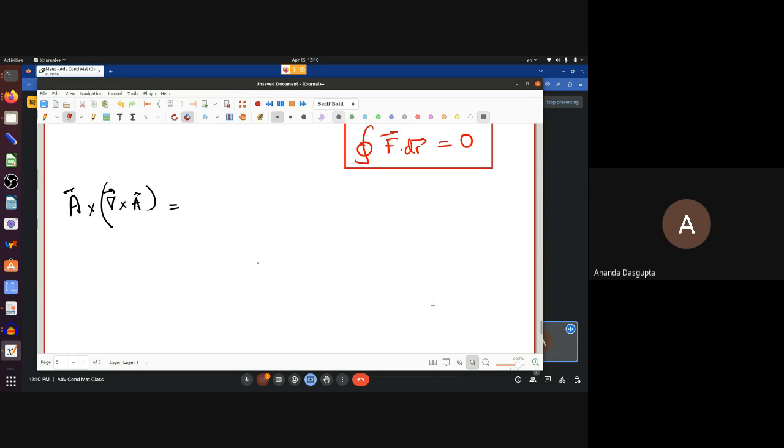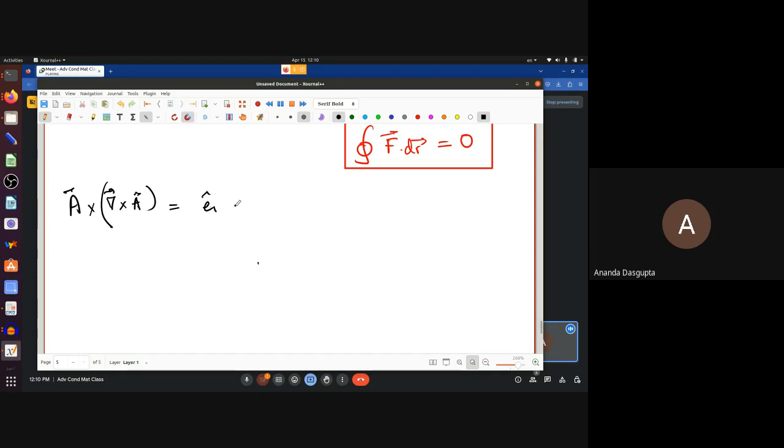The reason why I could have spotted that the result I'm writing is wrong is the fact that curl of A is linear in A. Gradient of A square by 2 is quadratic. It's a product of two A's. So it can never appear in an expression which is linear in A. What we are really doing is A cross curl of A. I'm going to rewrite that.